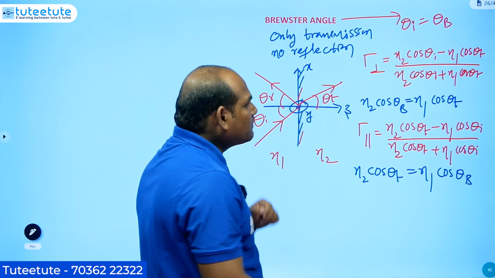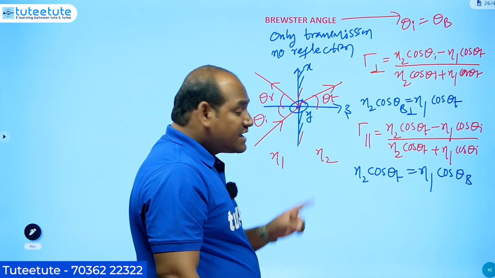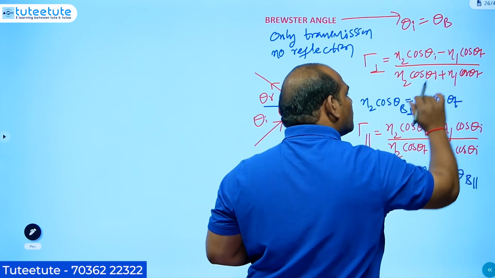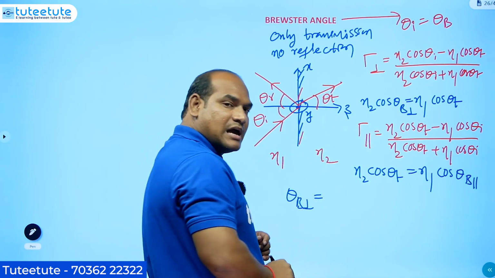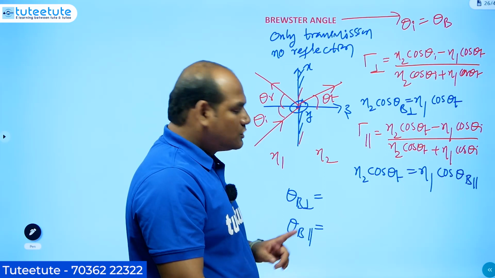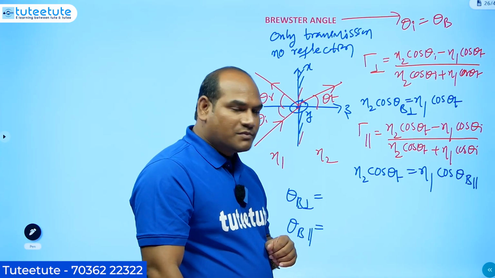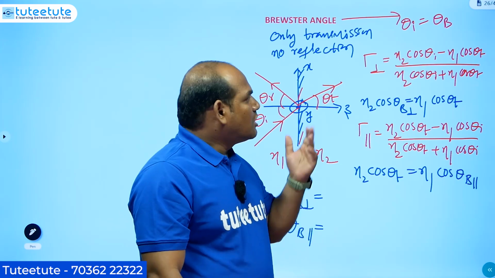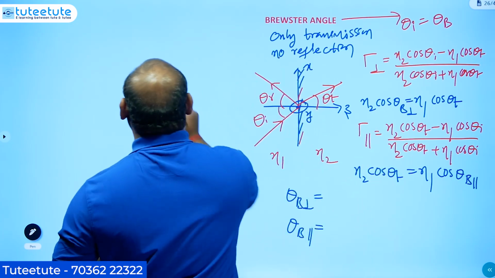Because it is perpendicular polarization, we have to represent it as theta b perpendicular. Because it is parallel polarization, theta b parallel. So in the perpendicular polarization, you will get one theta b perpendicular by solving that equation. And in case of parallel polarization also, another type of Brewster angle you will get. Two different equations you will get. And how to solve that, we can see. And here theta t also we can write in terms of theta I by using Snell's law.